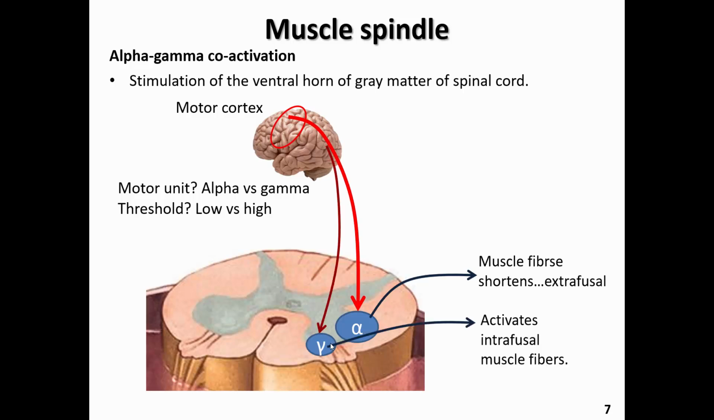The gamma motor neuron is also activated, and when that gamma motor neuron is activated, it will activate intrafusal muscle fibers. So both muscle fibers are activated and will be triggered to perform a contraction, remembering that the extrafusal fibers are the ones that are responsible for the production of overall muscle force, and the intrafusal muscle fibers do not contribute to overall muscle force, but will change the sensitivity of the muscle spindle to changes in muscle length.